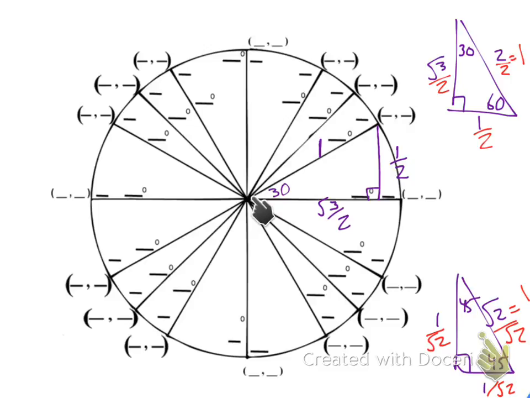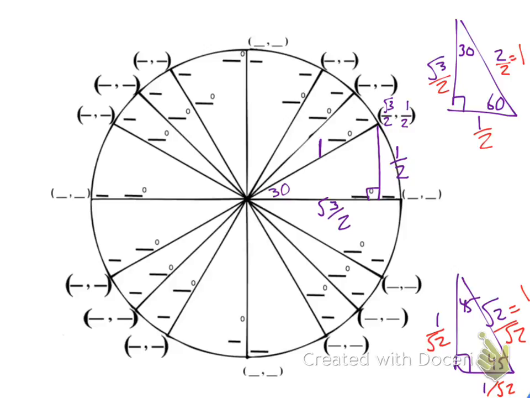Look, if I want to know this point right there, how far to the right do I go? Square root of 3 over 2, and then go up 1/2. So what's the point? Square root of 3 over 2, 1/2. I used the reference triangle on the unit circle, and I was able to find the point.